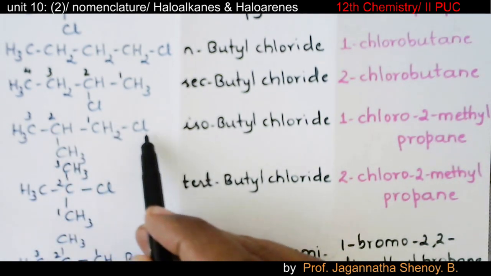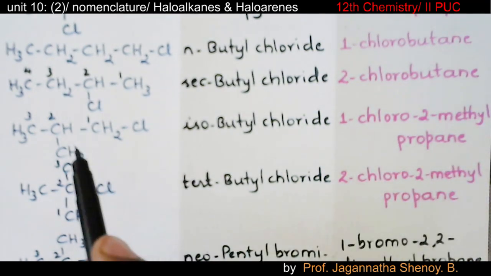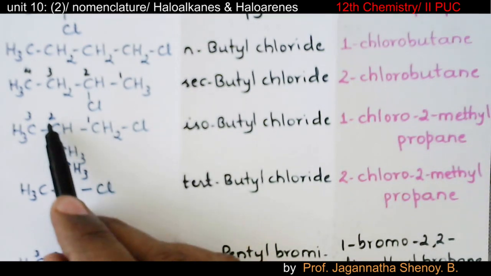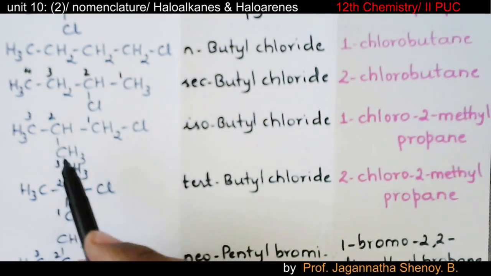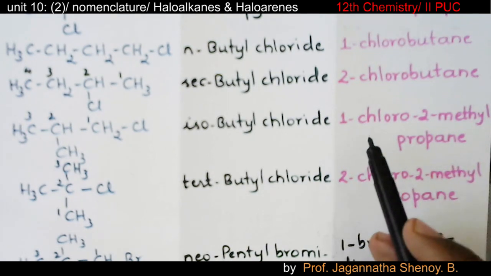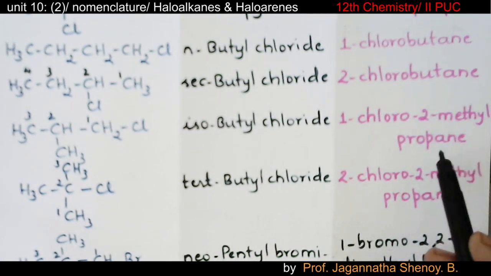So isobutyl chloride. Naturally, IUPAC name will be, you see here on the first carbon atom, we have a chloro group. On the second carbon atom, we have methyl group. IUPAC name should follow alphabetical order. That's why it has to be 1-chloro-2-methylpropane.